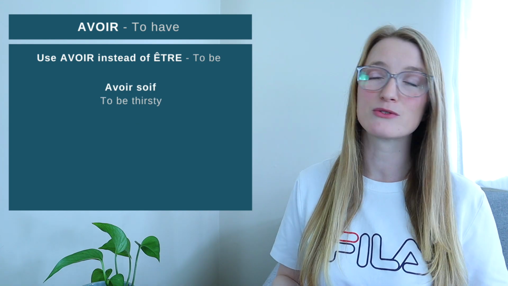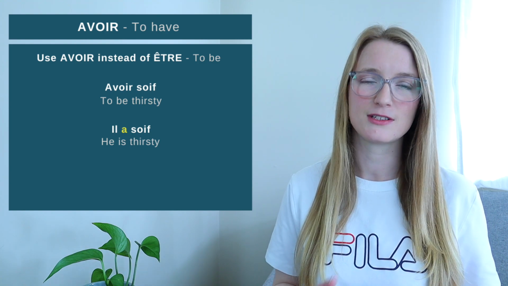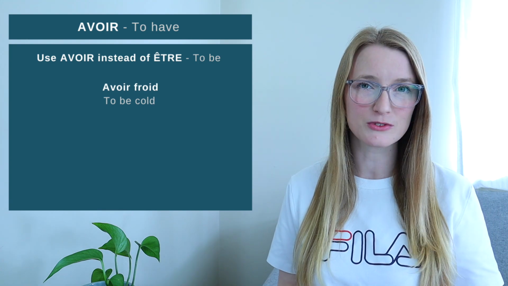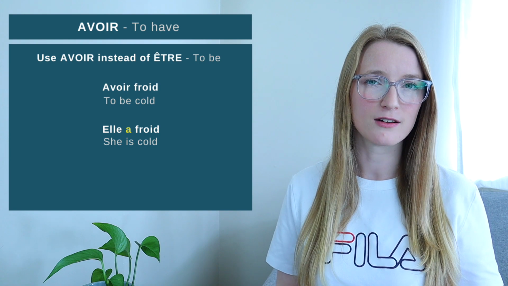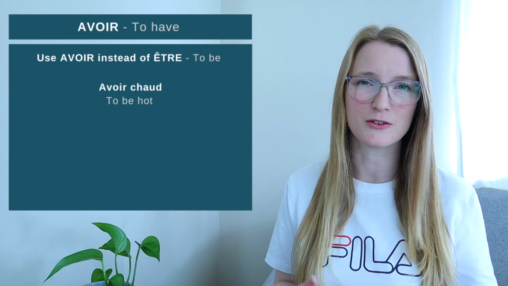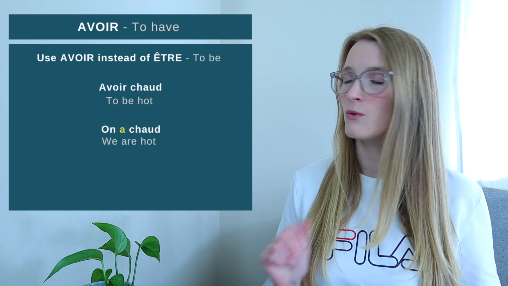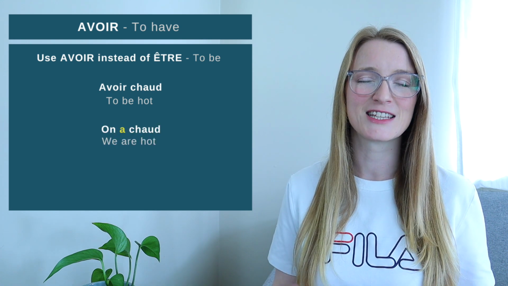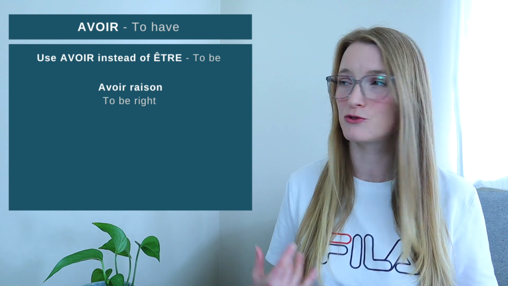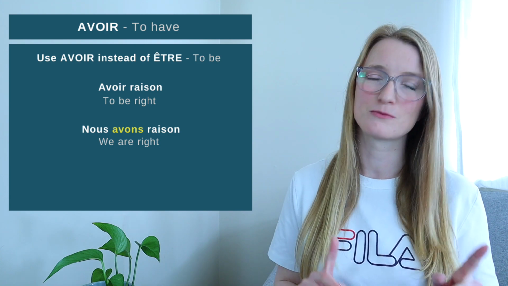So avoir faim, we will also have avoir soif, to be thirsty. Il a soif. He is thirsty. Avoir froid, to be cold. Elle a froid. She is cold. Exactly like to be hungry, to be thirsty, we also have avoir chaud, to be hot. On a chaud. We are hot. We are warm. Avoir raison, to be right. Nous avons raison.